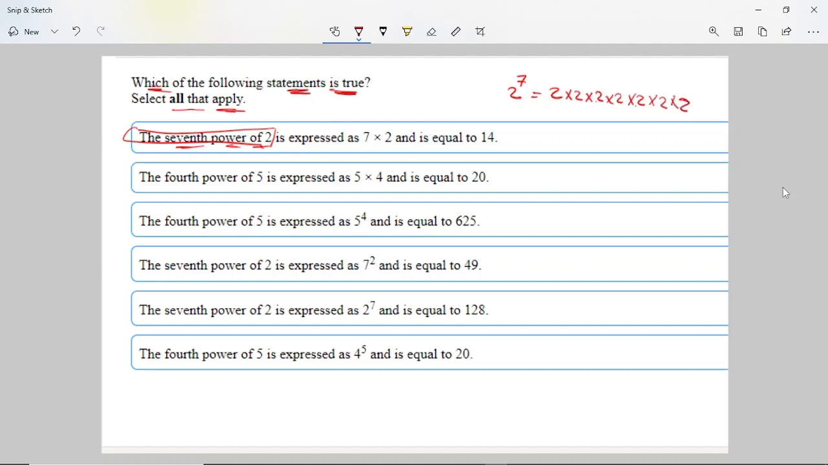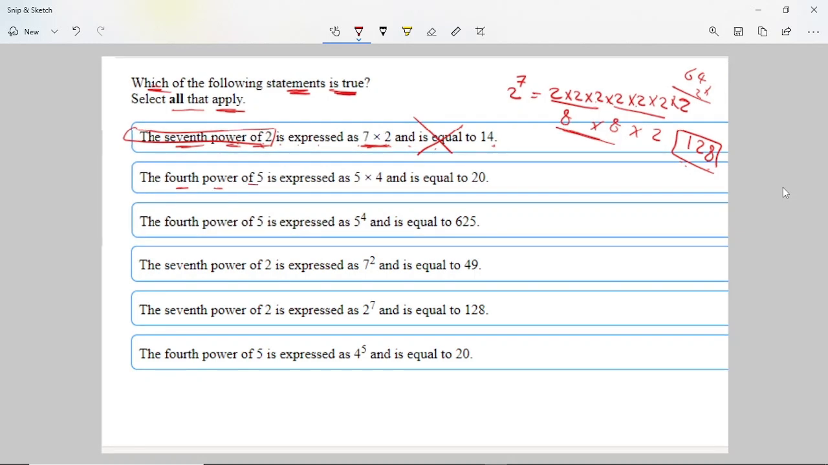Okay, so this will be 8 multiplied by 8 multiplied by 2. This will be 64. 64 multiplied by 2 will be 128. This is the answer. So let's see now here. The 7th power of 2 is expressed as 7 multiplied by 2 and is equal to 14. Of course, this is the wrong answer.